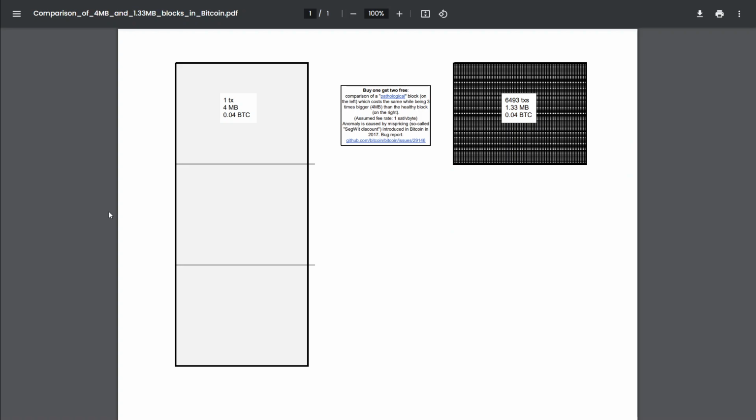So it was a Bitcoin Core developer explaining benefits of Segwit, and in particular the Segwit discount, before it was activated. And he described such a block as pathological, with which I agree.